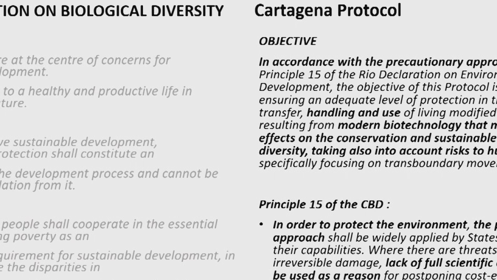Now, that principle, which was 15 of the Convention on Biodiversity, actually jumped up to number 1 objective, the sole objective, the principal objective of the Cartagena Protocol, in accordance with the precautionary approach contained in Principle 15. And note that it refers to the environment. Handling and use of living modified organisms resulting from modern biotechnology, not just transgenesis, not just GMOs, from modern biology, that may have adverse effects on the conservation and sustainable use of biological diversity, taking also into account risks to human health. Where's health in Principle 15 of the CBD? And specifically focusing on transboundary movements.